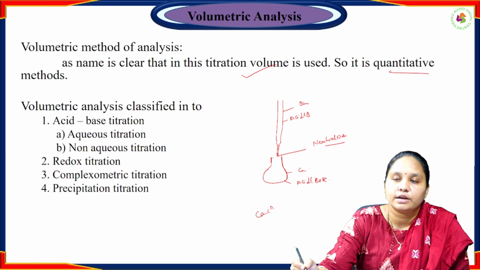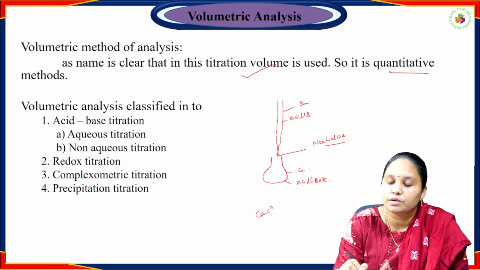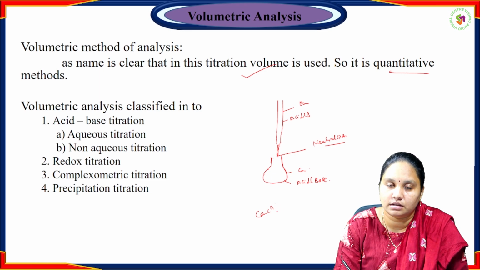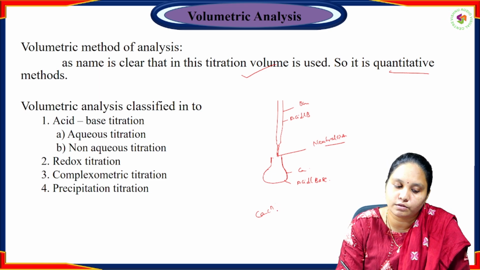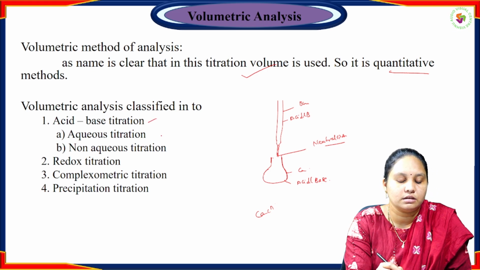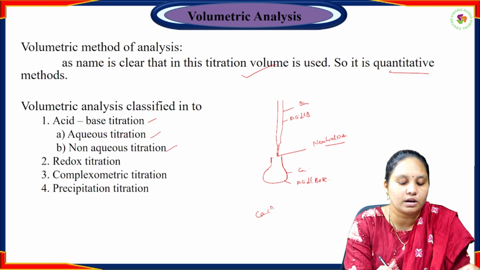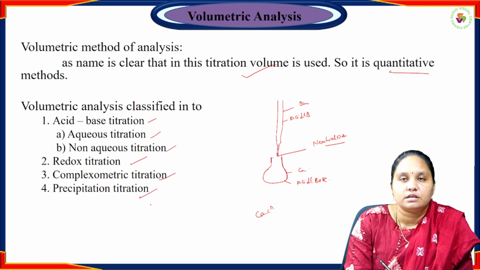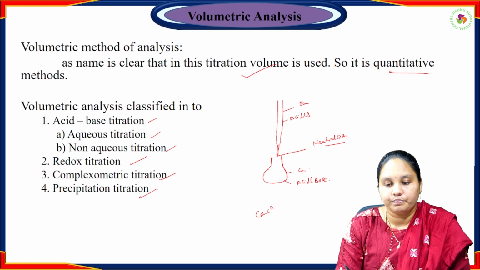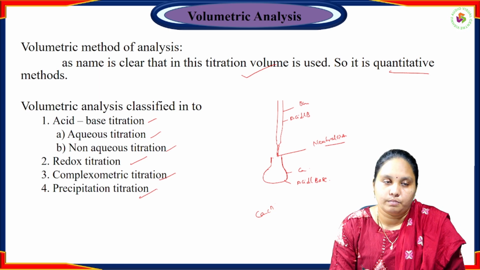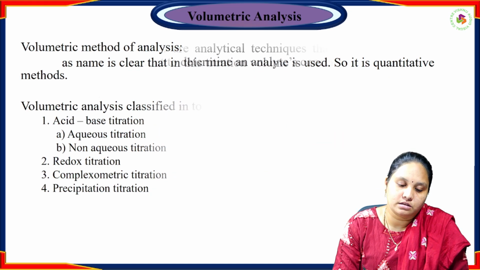So it's a quantitative method. How much quantity is consumed for the neutralization? How much quantity of base is required to neutralize the acid? Here, concentration and quantity are involved. That's why volumetric analysis is a quantitative method. Volumetric analysis is again classified into acid-base titrations, in which there are aqueous titration and non-aqueous titration, then redox titrations, complexometric titrations, and precipitation titrations. All these are concerned with volumetric analysis. This is one of the methods to quantify the particular unknown sample present in a formulation.